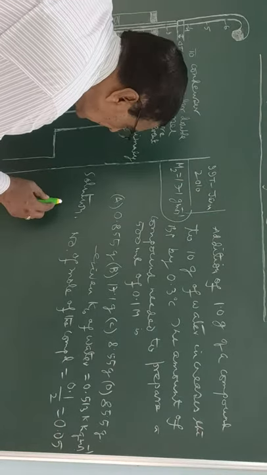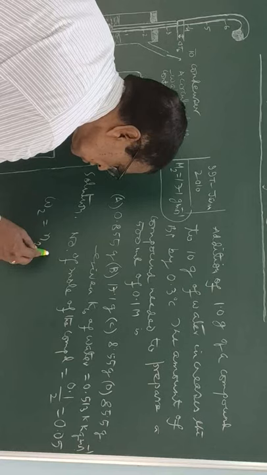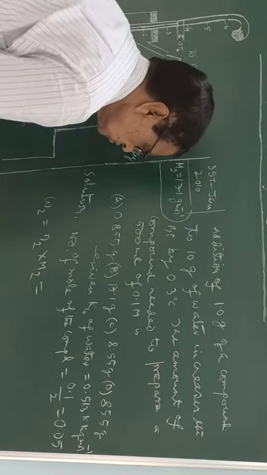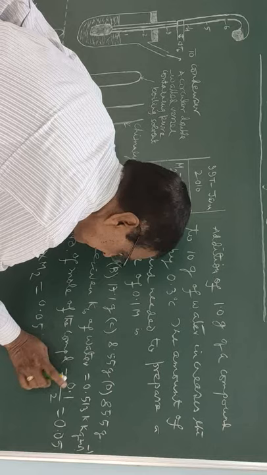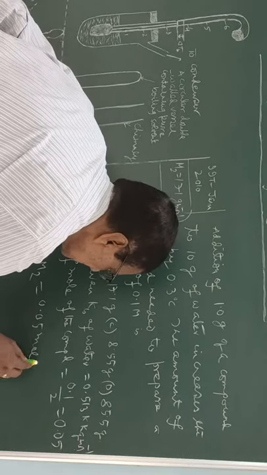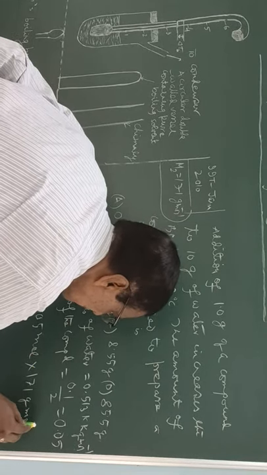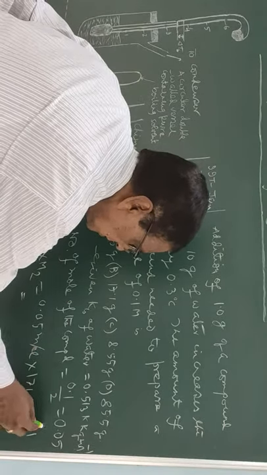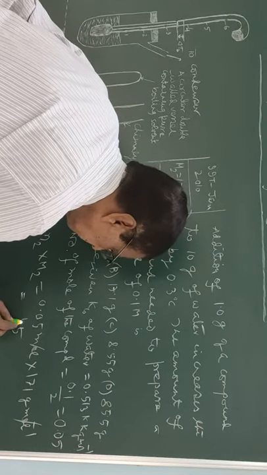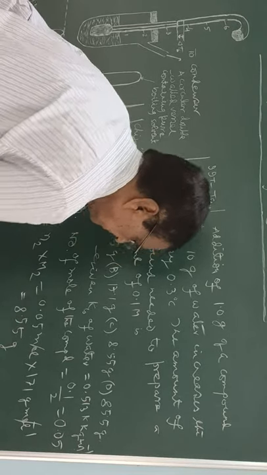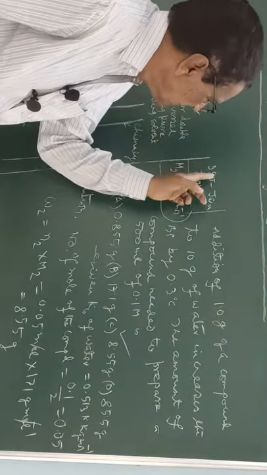And W2, the amount of this solute required, is the number of moles of this solute into the molar mass. So the number of moles is 0.05 mole, into this M2, 171 gram mole inverse. So mole and mole inverse cancel. Whenever it is multiplied, it will give you 8.55 gram. So this one is the correct option, option C, for this problem set in IIT-JAM 2010.